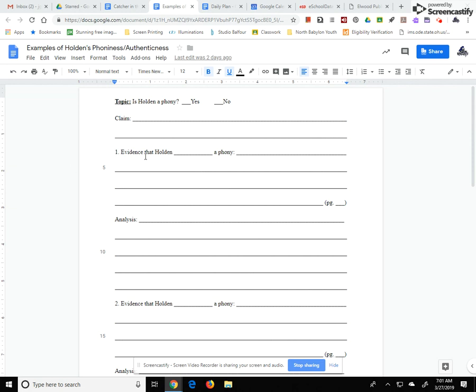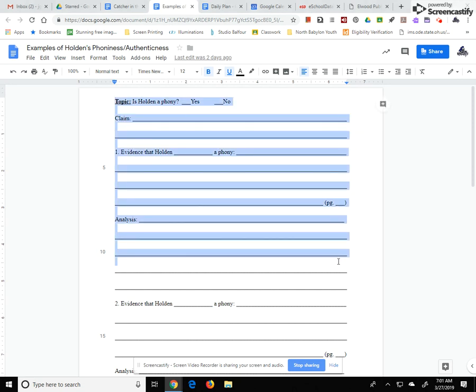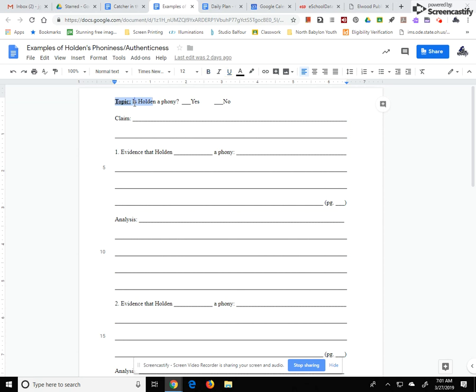Today, or tonight, whenever you get to this, you will be working on this scaffolded essay. And the topic is: Is Holden a phony? The first thing you're going to do when you get to this document, which you should have in front of you at home, is check off yes or no. Remember, what we mean by phony is fake, dishonest, not real. That's what we're looking for: phoniness. Someone who pretends. So is Holden a phony? That's the topic of our essay.